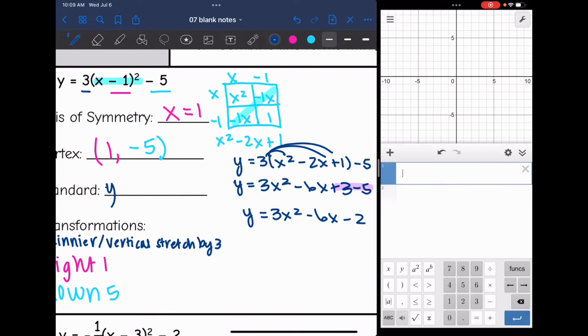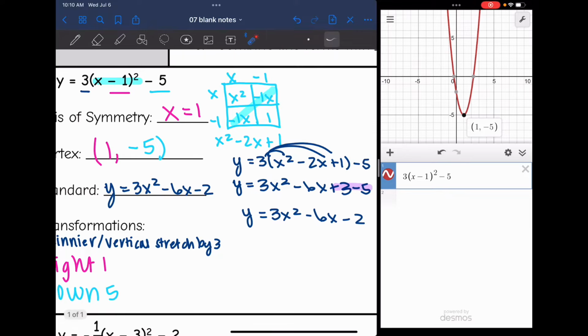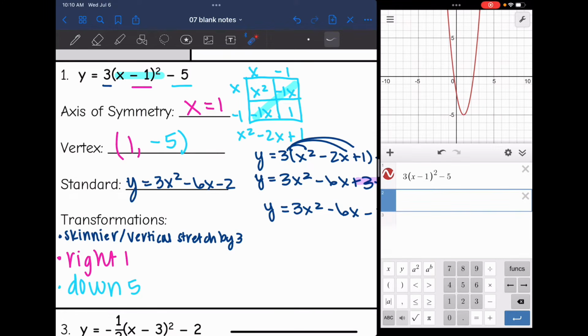So let's double check that I converted correctly, and I'm going to check visually on the graph that all of the transformations happened that I wrote down. So let's put in the vertex form y equals 3 parentheses x minus 1 squared minus 5. Okay, so it does look skinnier. Looks like I did go right and down with my vertex, and let's make sure the vertex is 1, negative 5 like I thought. Yes. So we got all of the transformations and axis of symmetry and vertex correct. Let's make sure that I converted this to standard form correctly now. 3x squared minus 6x minus 2 creates the same parabola, so I'm good.